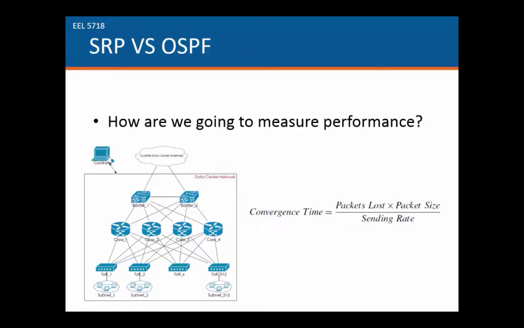Then we're going to add more top of rack switches, and then we're going to add more core switches and things like that. That's specifically what we're going to be measuring to see if SRP is indeed faster than OSPF, which is the authors' claim. So we will demonstrate that in the following section.